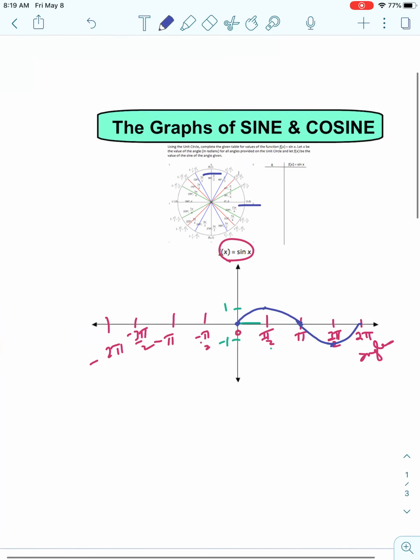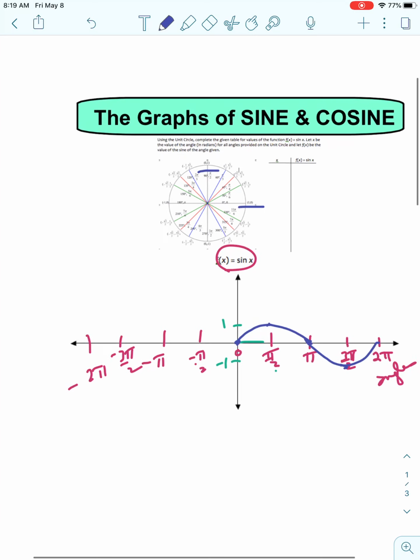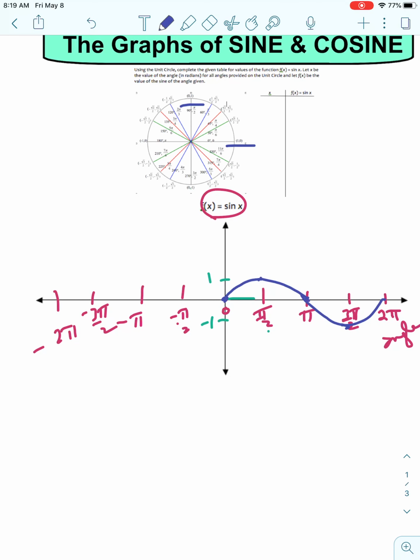The reason that matters is because that pattern, that rhythm, stays the same. So if we were to go backwards around the circle, my sine of negative pi over 2 is negative 1. My sine of negative pi is 0. Sine of negative 3 pi over 2 is 1. Sine of negative 2 pi is 0. So we go backwards: middle, low, middle, high, middle.